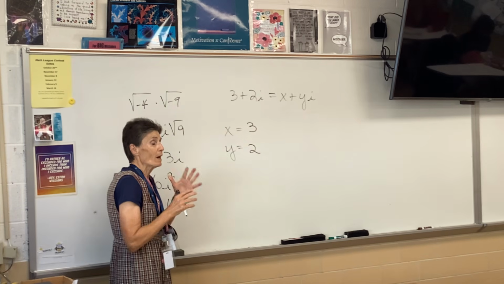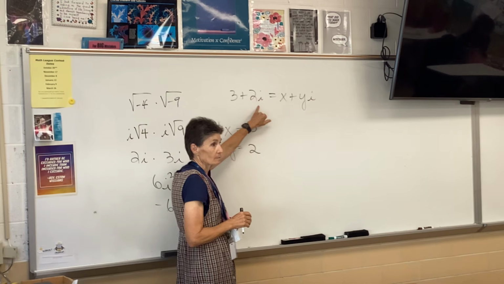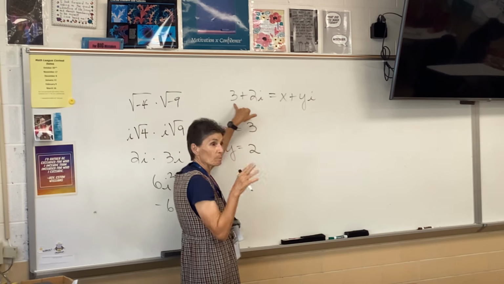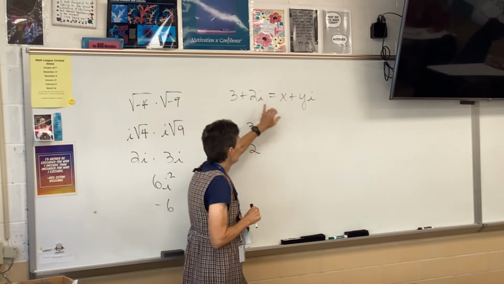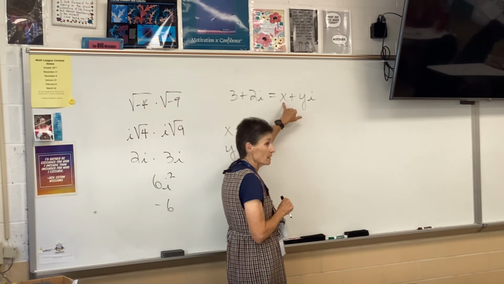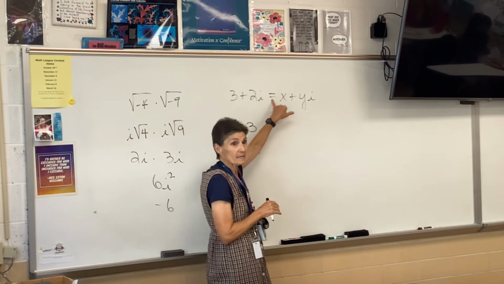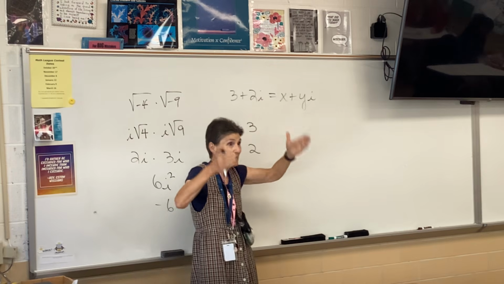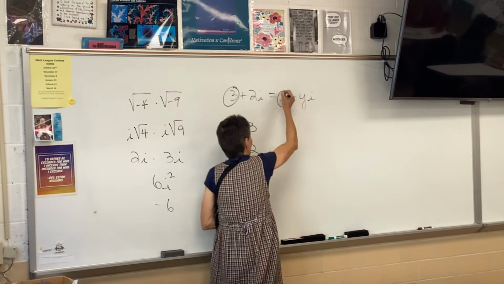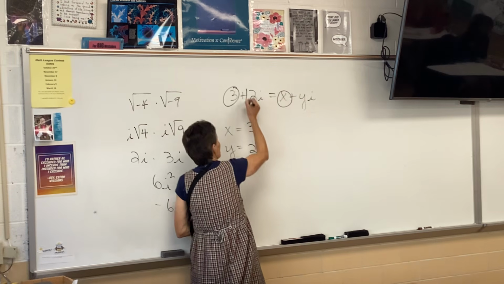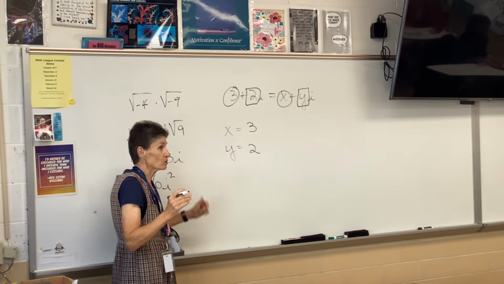Why? Well, look at this number. Does it have 2 parts? Yes. One part is just a plain number, and one part has an i. Same thing over here. We have a plain number, and this one has an i. If they are equal, the plain parts are equal, and the i parts are equal. That's it. That's all there is to it.